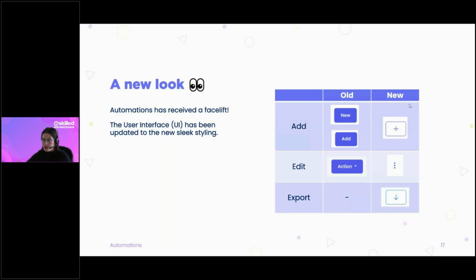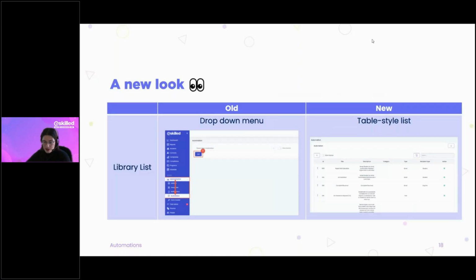There's also a new function here to export a list of all your automations that previously was not available, but that's just going to be the little download button that you see there. The other thing that has changed with the user interface as well, previously when you were looking at a library or a list of what automations you do have in the system, it was a drop-down box that you could scroll down, but we've changed that now to be a table style list. So you'll see a list of all the automations when you open the automation menu.